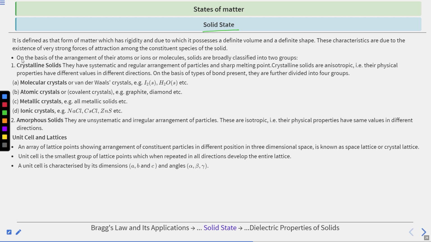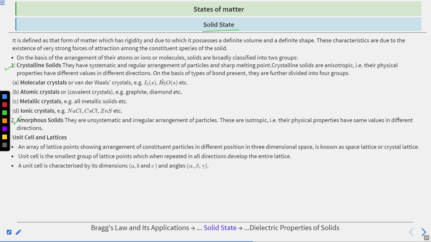Solid state. Defined as the form of matter which has rigidity, due to which it possesses a definite volume and a definite shape. Characteristics are due to the existence of very strong forces of attraction among the particles of the solid. On the basis of arrangement of their atoms or ions, solids are broadly classified into two groups: crystalline and amorphous.